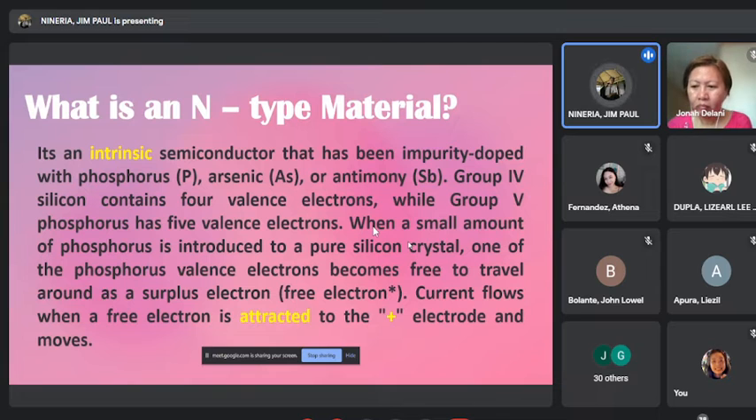So, you might ask where these groups come from. They come from the table of elements, in which the elements are rich in electrons, like silicon. And I think there are 14 of them, elements that have a rich electron. Right. So let's continue. When a small amount of phosphorus is introduced to a pure silicon crystal, one of the phosphorus valence electrons becomes free to travel around the surplus electron. So this will be called a free electron.